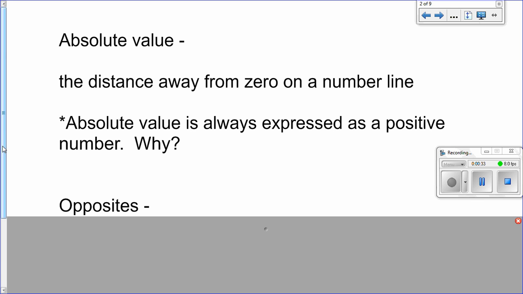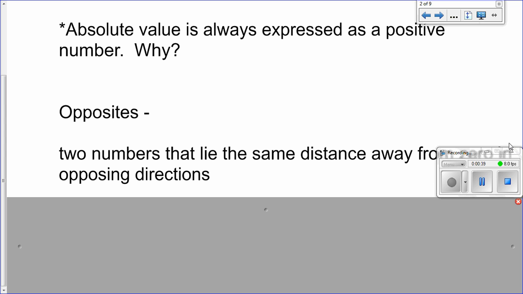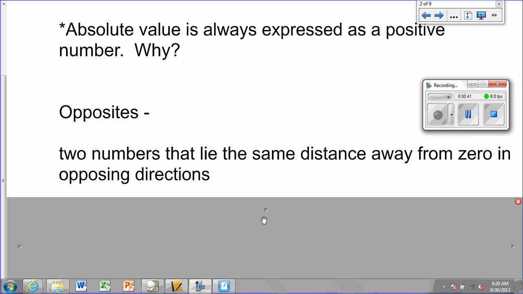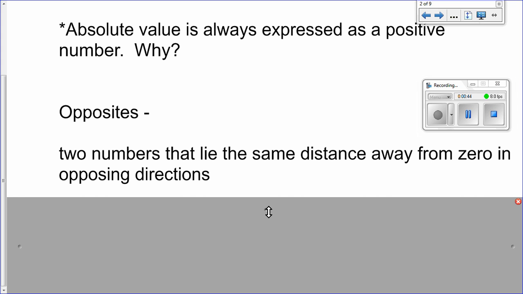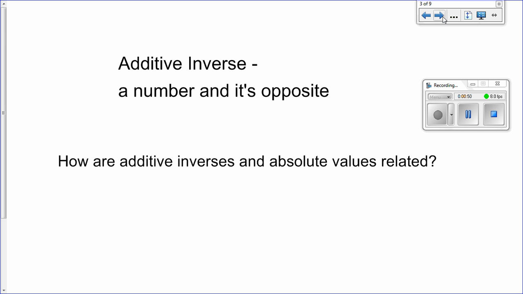Our next term is opposites. Two numbers that lie the same distance away from zero in opposite directions are considered opposites. An additive inverse is a combination of a number and its opposite. How are additive inverses and absolute values related? Well, additive inverses are the same distance away from zero on a number line, but they go in opposite directions. Absolute value measures just the distance away from zero.